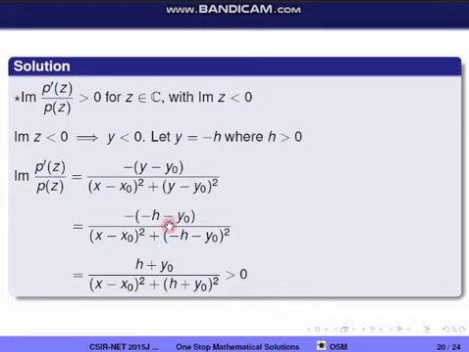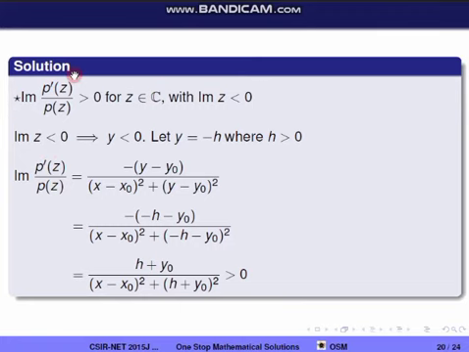So taking a minus outside, these minus and minus get cancelled. So this is equal to (H plus Y naught) divided by ((X minus X naught) whole square plus (H minus Y naught) whole square). H is positive, Y naught is positive, so the numerator is positive. These two are square terms, so this is also positive. So totally this quantity is positive. So imaginary P dash of Z by P of Z is greater than 0 for imaginary Z less than 0. So this option is correct.